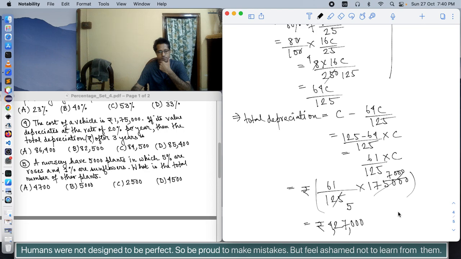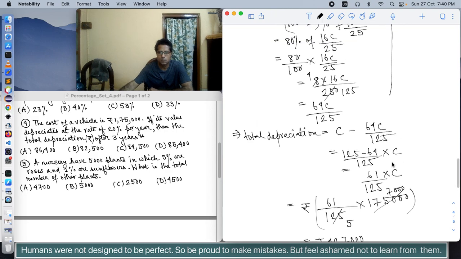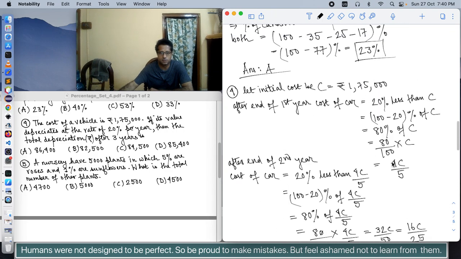$742. Then the total depreciation after 3 years is... what is wrong? I have to see. Let's see if I have made any calculation mistake or not. The initial price is assumed to be C, which is equal to 1,75,000.